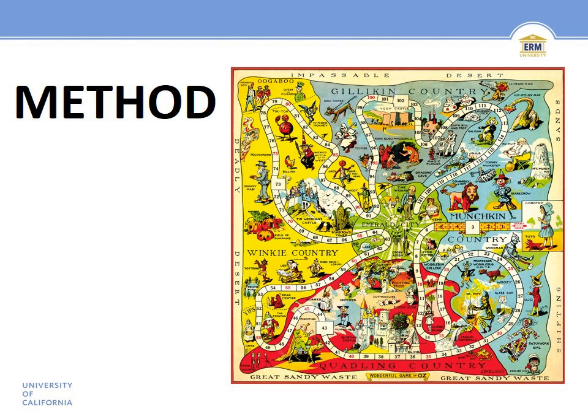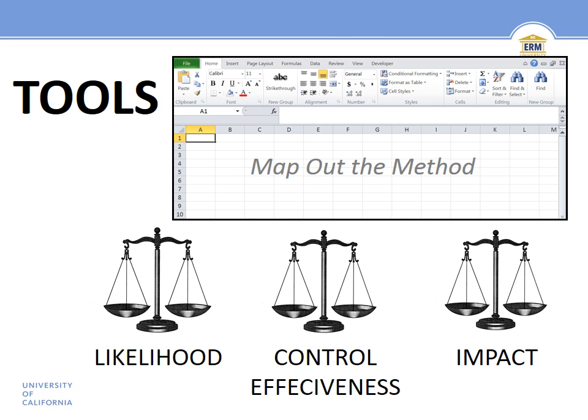Now, in addition to a method, you also need some tools. And the tools are sort of the usual suspects. You need an Excel spreadsheet, because that's where you're going to map out the results of the information you gather. You also need scales. And the scales that we used, these will look familiar: impact, likelihood, and we also used control effectiveness.